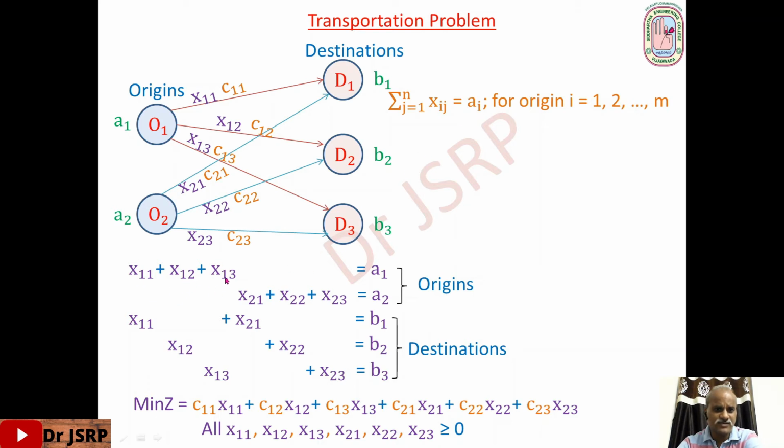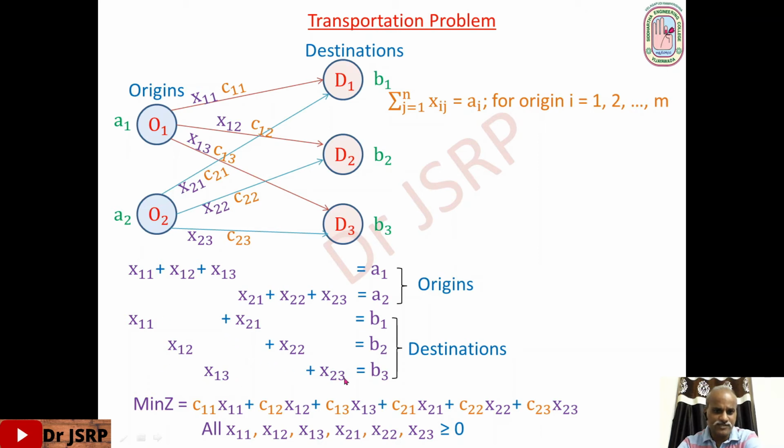First suffix here 1, 1, 1, 1. First suffix here 2, 2, 2, 2. So sigma xij equal to ai. This varies from j equal to 1 to n. This is for all origins i equal to 1 to m. Suppose there are m origins and n destinations. Okay. So this gives m constraints corresponding to m origins.